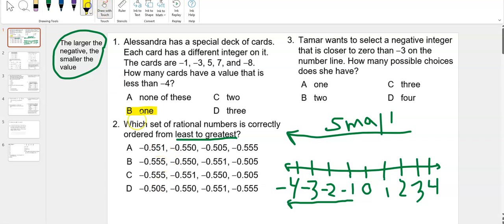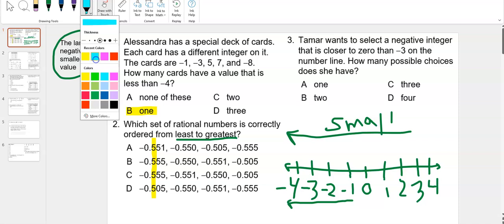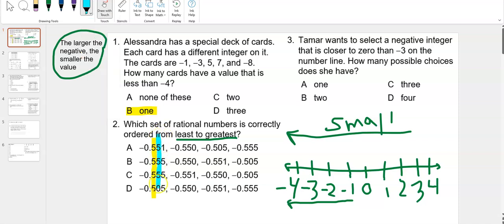The way that we're going to compare decimals is we're going to look at place value. Right now we have all zeros. So the first thing we're going to do is look at the tenths place. Those are 5s. Then the next thing you're going to do is look at the hundredths place. In the hundredths place, you can see that they're all 5s except for this one right here, which means that it is smaller than all the other numbers.